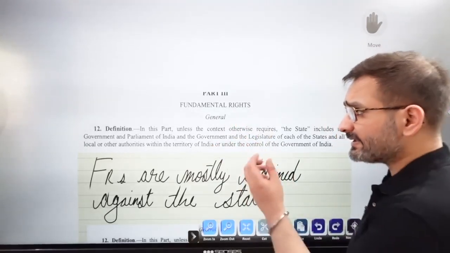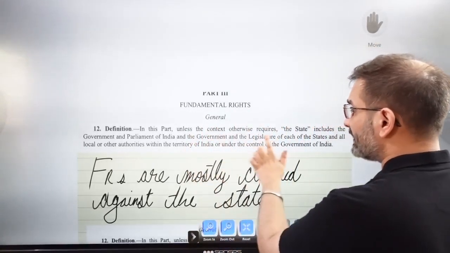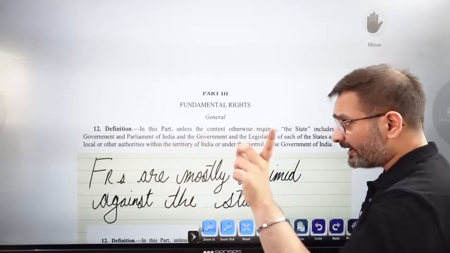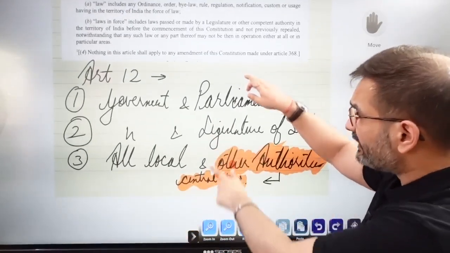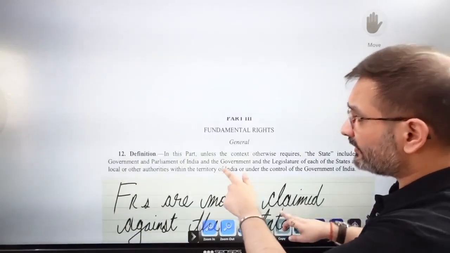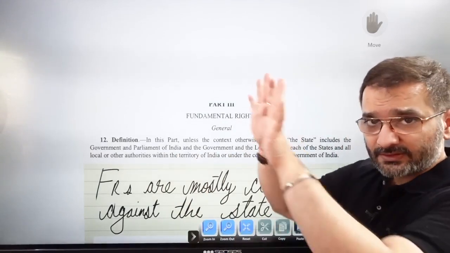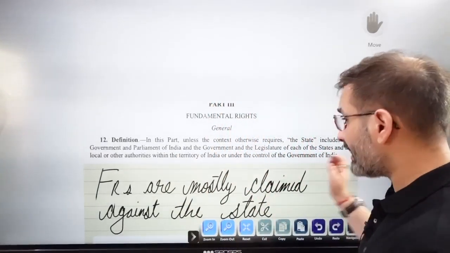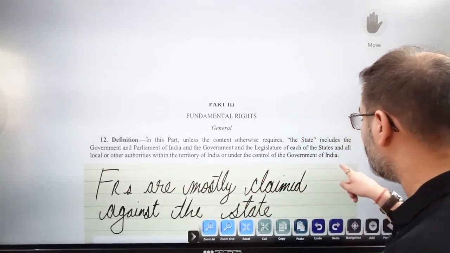Now, Article 12 says in this part, which part are we in? Part 3 of the Constitution. Unless the context requires, the state includes the government and parliament of India. Note it down, make bullet points, I believe, like here. So government and parliament is included already, alright. And the government and legislature of each of the states. So union government is included for sure, the state government is included for sure, and all local or other authorities within the territory of India or under the control of government of India.